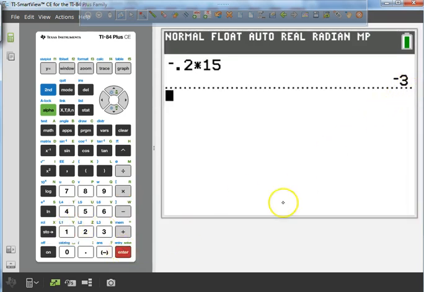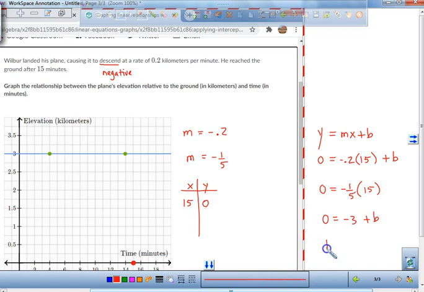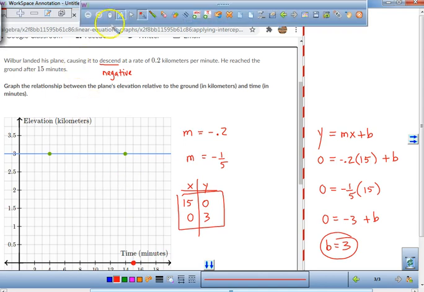See, so it equals what? -3. So what's our b value? If I add 3 to both sides, our b value is 3. So my other point is what? A 0 and a 3. Can you plot those 2 points? I hope so, because if you can plot them, you can get it right. So 15, 0, and 0, 3.